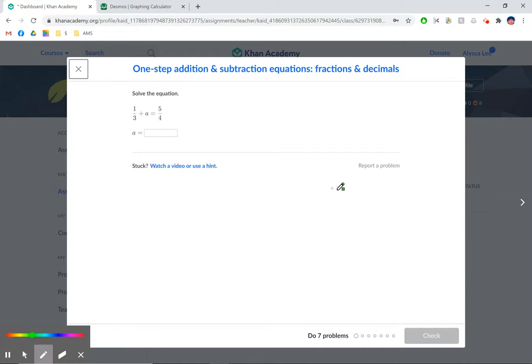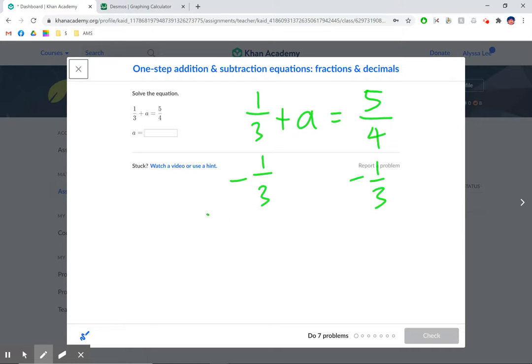All right. So 1/3 plus the value of a equals 5/4. I know it might look more complex with fractions, but we're going to follow all the same steps. So 1/3 plus a equals 5/4. I need to isolate a. I'm solving for a. You can subtract 1/3 from both sides. I know it looks ugly, but you can use Desmos. We know we're subtracting 1/3 from both sides.